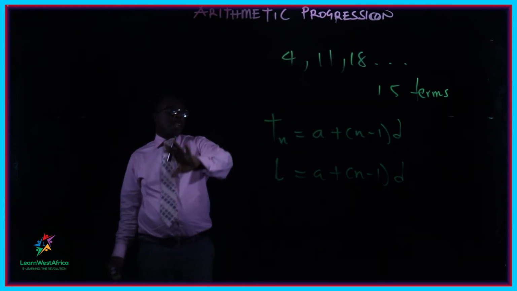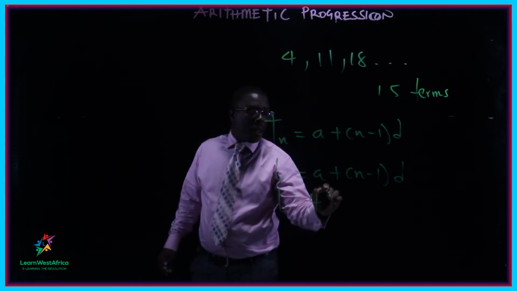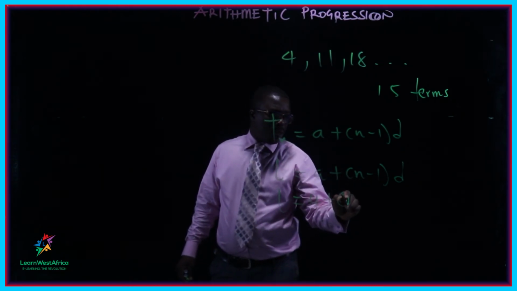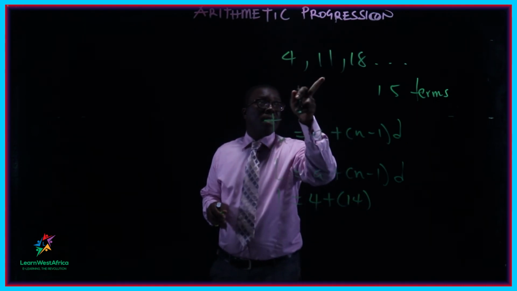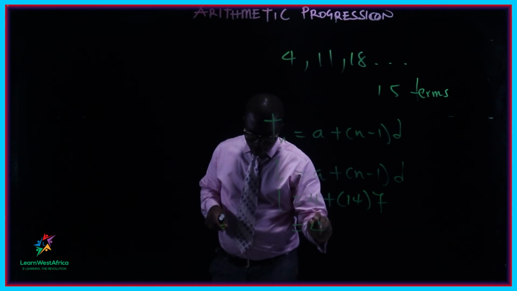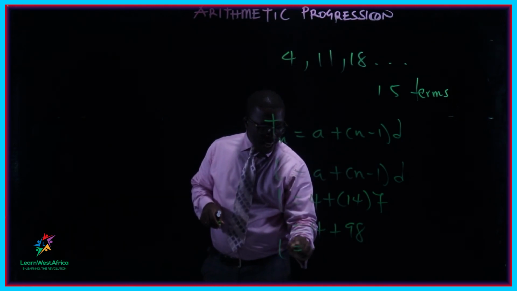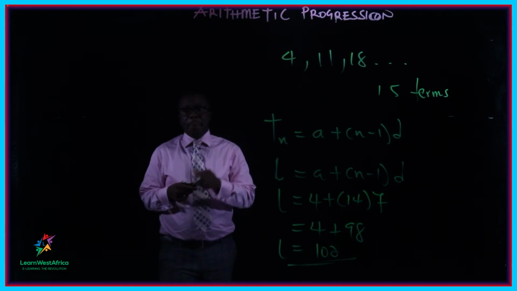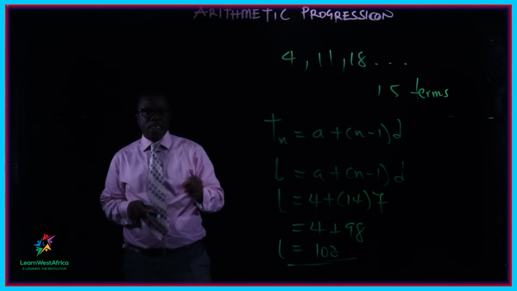So it's a very simple example. Let's put in all the values in there. Our L will be 4 plus N minus 1, with N being 15. So that's going to give you 14, because 15 minus 1 is 14. Then our common difference, as you can see, will be 7. So that's going to give you 4 plus 14 times 7, which is 98. And our last term will be 102. So this AP that has 15 terms has its last term being 102.